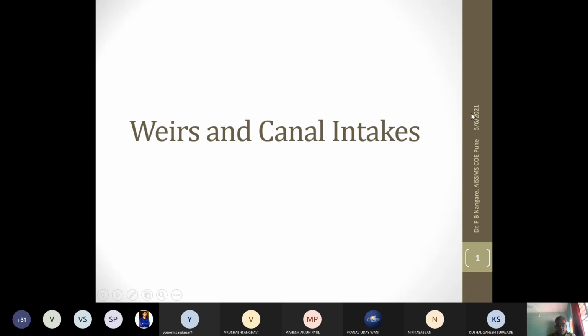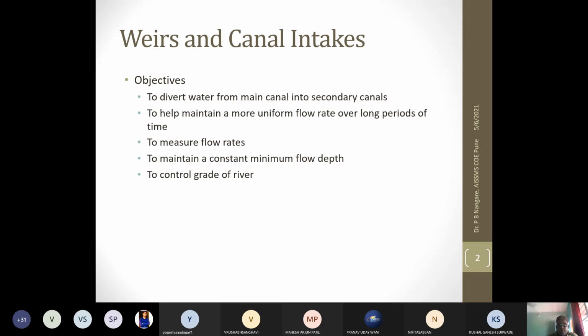So today's topic is on weirs and canal intakes, and intentionally I am putting this information before starting the weirs on the permeable foundation. So today's presentation is on weirs and the canal intakes. Weirs and canal intakes are made for certain objectives, which are as follows.